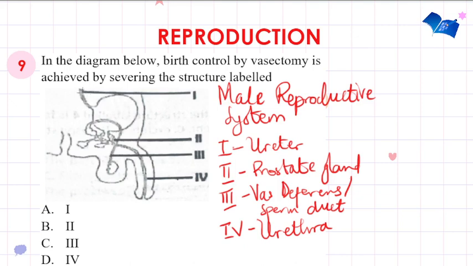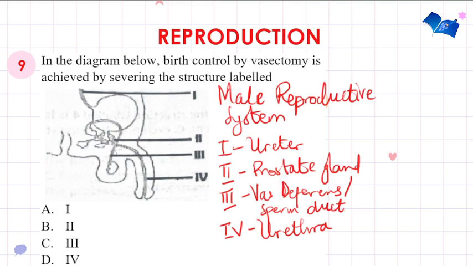Imagine you cut the part labeled I. Will it prevent sperm from moving here? No, it won't. Definitely our answer is not ureter. Now let's look at the prostate gland. The prostate gland is a gland, and cutting it won't prevent the movement of sperm from where it's produced to other parts. So now let's look at the vas deferens, or the sperm duct.